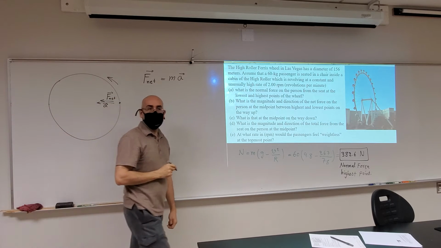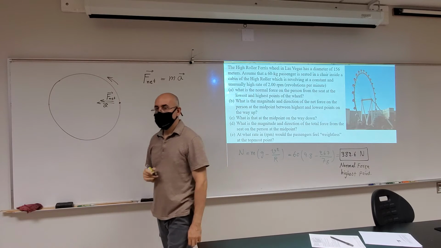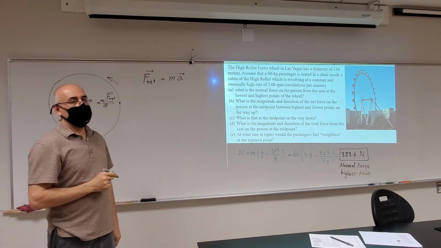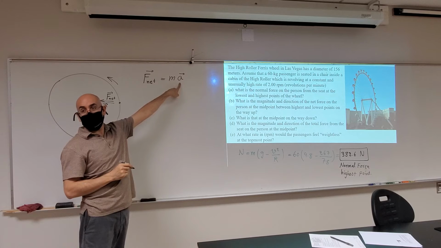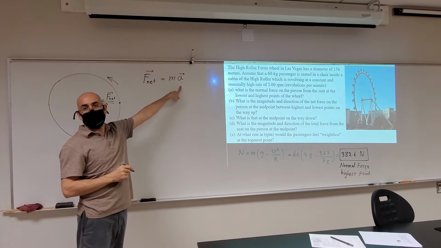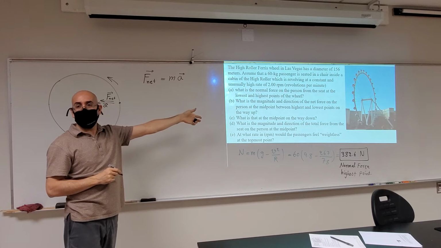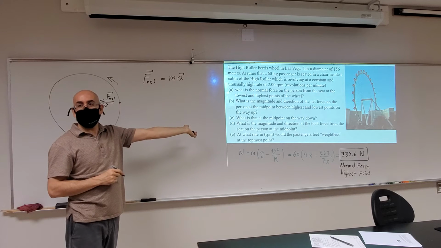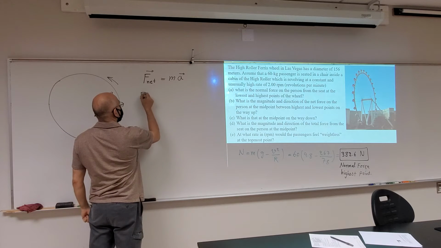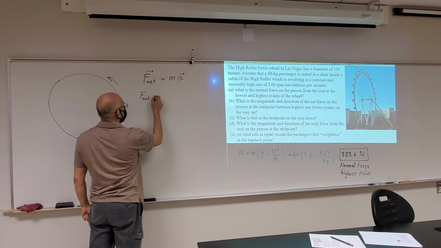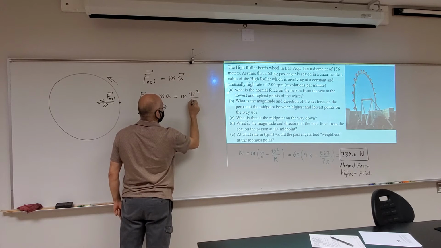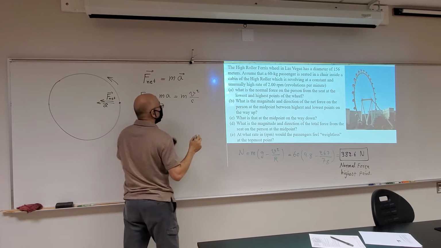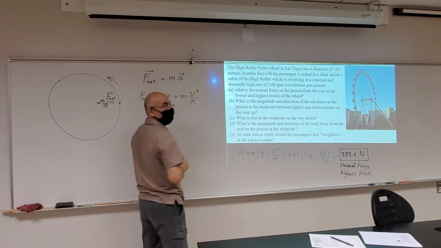But what is the magnitude? The magnitude of the net force is equal to mass times magnitude of acceleration. What is the magnitude of acceleration? We're going at the same speed, right? It's v squared over r, right? So F net magnitude is equal to m a magnitude, which is m times v squared over r. Right?